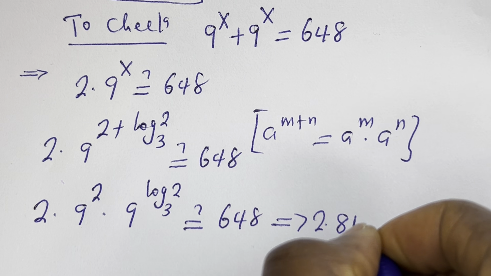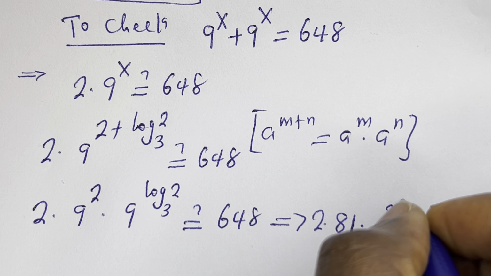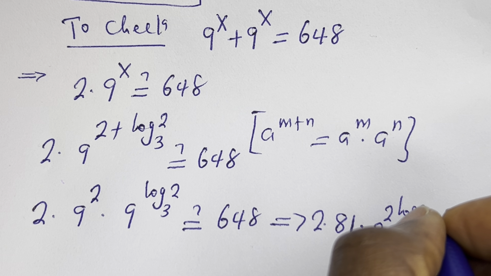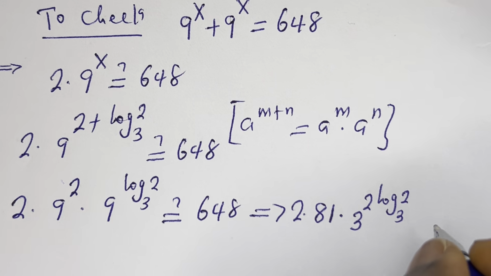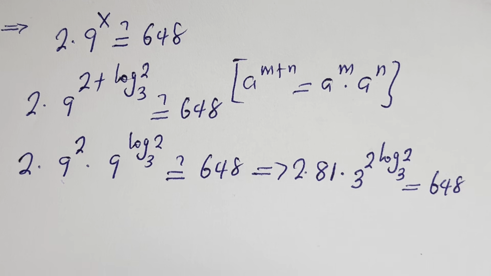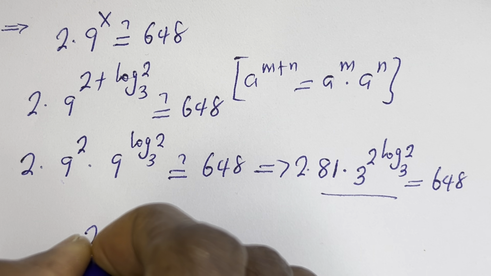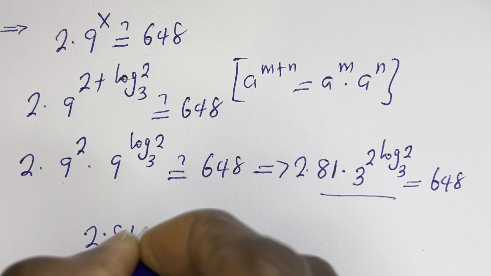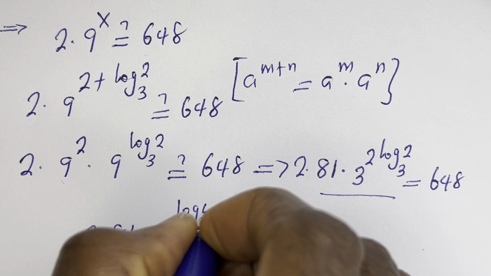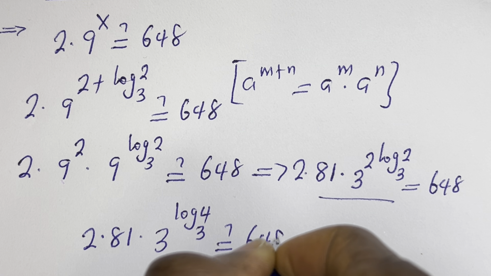Then this can be written as multiplied by 3 square, log 2 base 3, must be equal to 648. Then from here, we have 2 multiplied by 81 multiplied by 3 to the power of log 4 base 3 must be equal to 648.